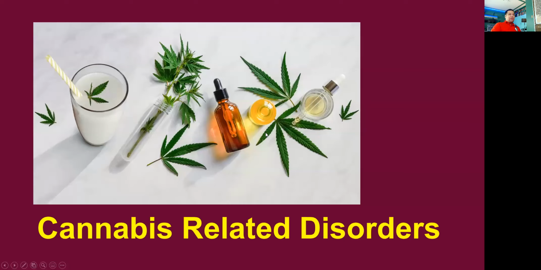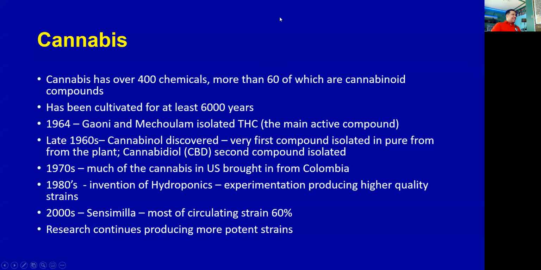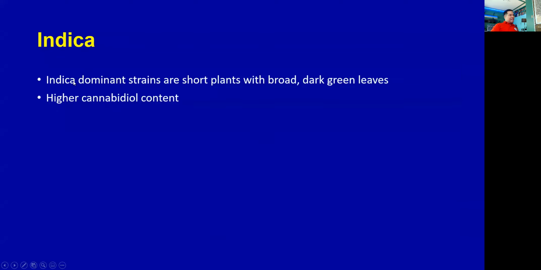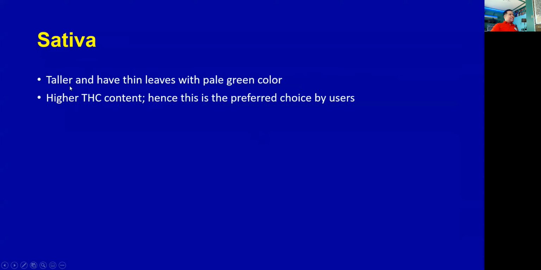Okay. So we talk now about chonky, cannabis or chonky. I will not ask you anymore who's tried or does chonky. Okay, history of cannabis. Most of the circulating strain by the 2000s is called sensimilia. All right, and more recent research focuses on producing more potent strains. There's two big groups, okay, with different effects. The indica has higher cannabidiol content. Okay, the sativa has higher THC content. So this is the preferred choice. Kasi ito yung psychoactive compound, THC.